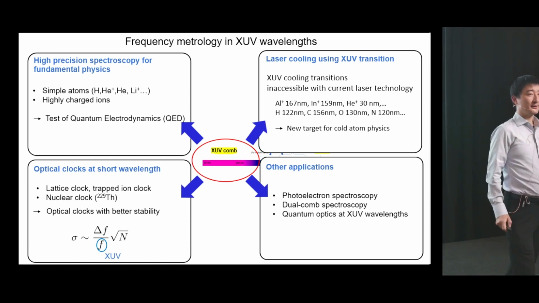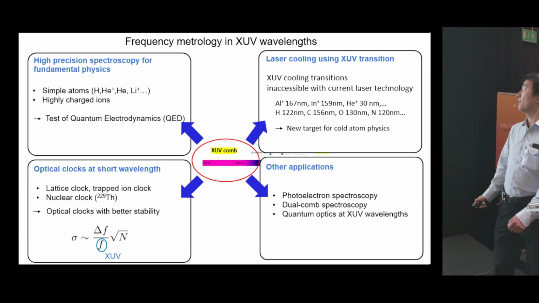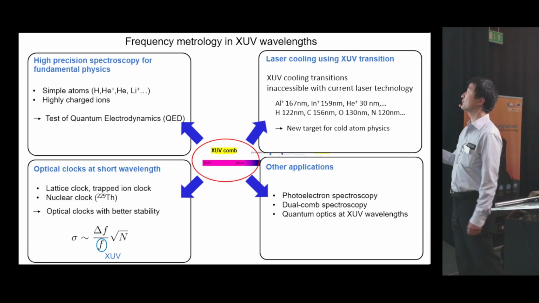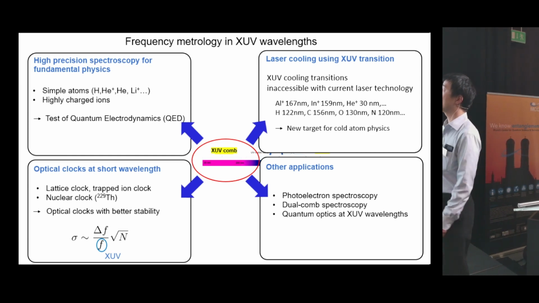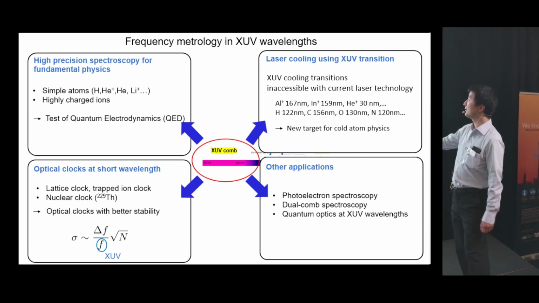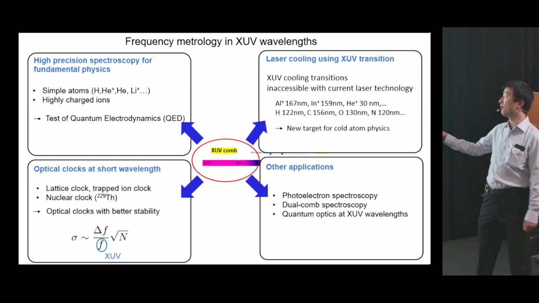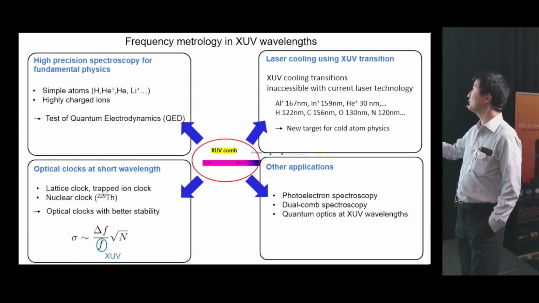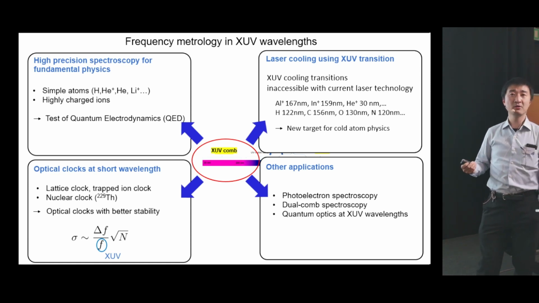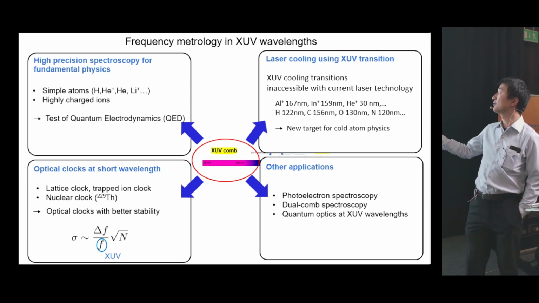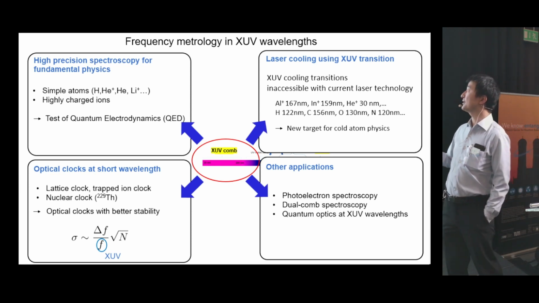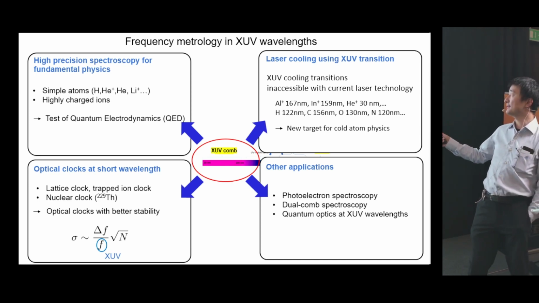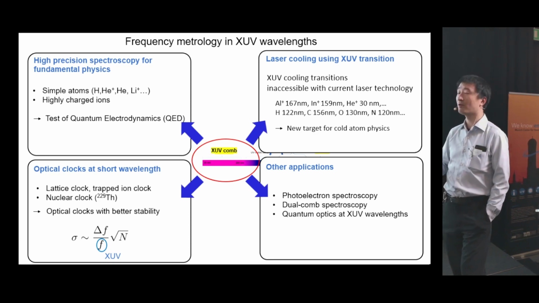I just described that frequency combs can be used for laser cooling, and it's also very interesting to extend laser cooling using frequency combs into shorter wavelengths. As I listed here, there are also many cooling transitions for atomic and ionic species. Actually, none of them has been really used for laser cooling simply because there's no suitable laser system to address all these transitions. If we use extreme ultraviolet frequency combs, we can think about directly laser cooling all these species, and that will open up a new target for cold atomic physics.